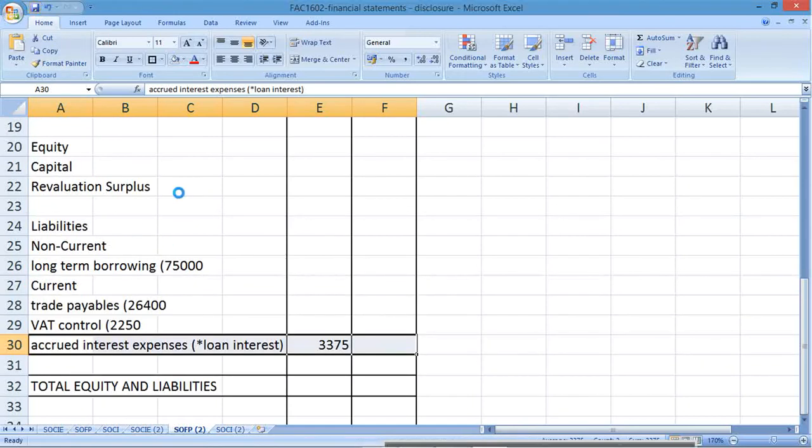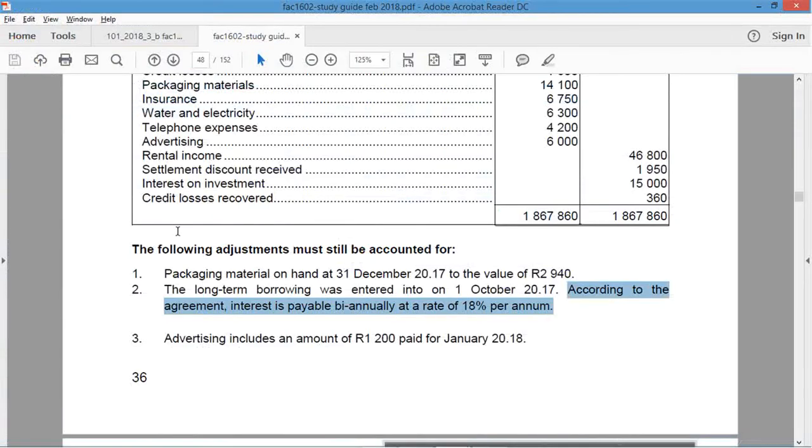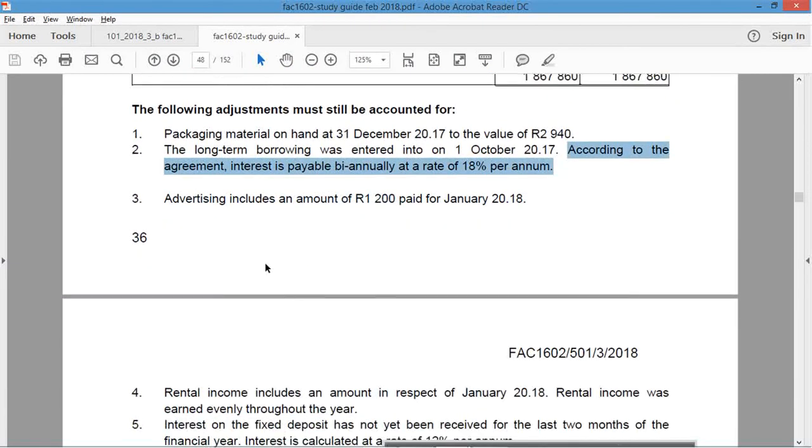Yeah, remember it's an adjustment. It's an accrued expense adjustment. You're creating a liability because of interest that's still owed on the outstanding loan. Yeah. So it's 3,375. Perfect. Okay. So that one's fine. Now we need to look at this one.